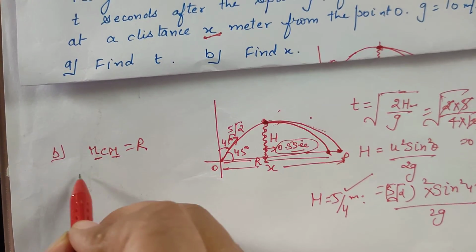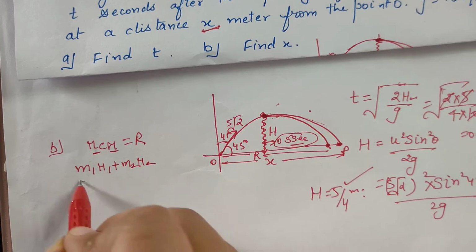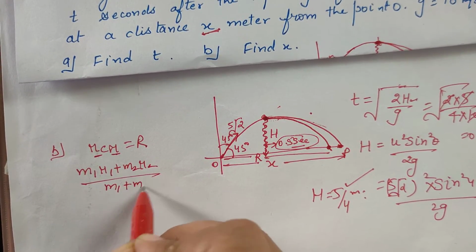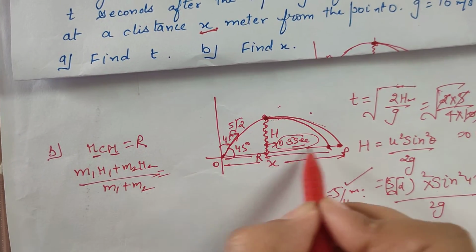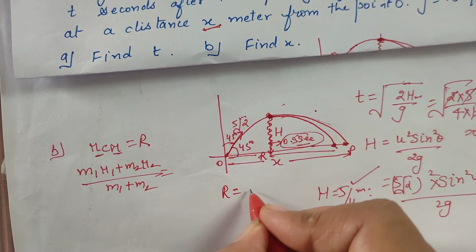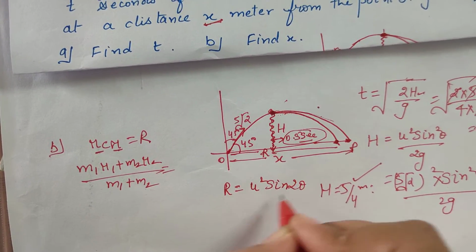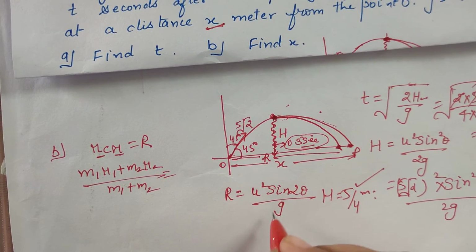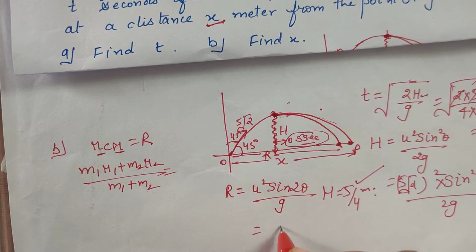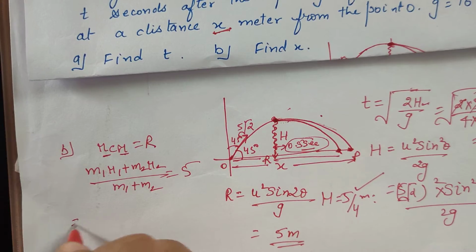So for the center of mass R, we can write the formula: m1 r1 plus m2 r2 upon m1 plus m2. The range for this we need to calculate normally using the formula for the range of a projectile, that is u square sine 2 theta by g. If you put all the values, you will get the answer 5 meter. So we can put 5 here.